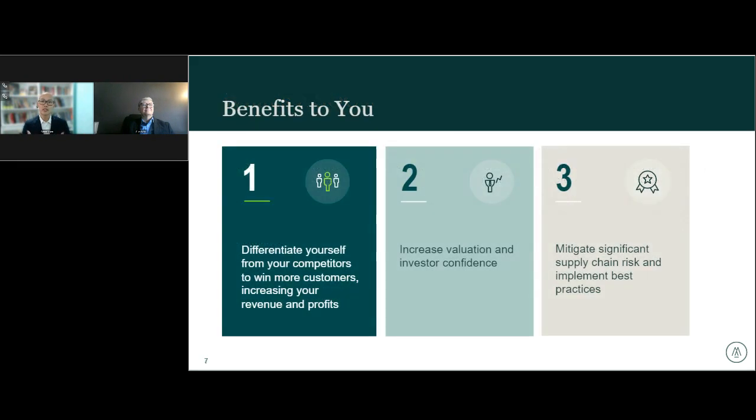So what are the benefits to you? The three main benefits to you really is to, one, differentiate yourselves from your competitors. That helps you win more customers and therefore increasing your revenue and your profits. The second is increasing your valuation and giving confidence to your investors, to your board, to your customers or prospects. And third is to really understand and mitigate any significant supply chain risk and implement best practices so you don't encounter some of the disruptions that we've seen in the past couple of years. And so we'll go through each one in further detail.